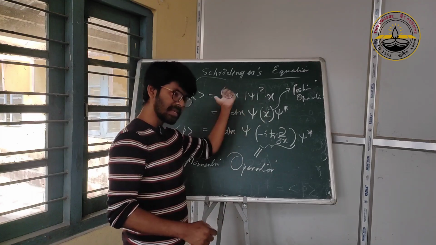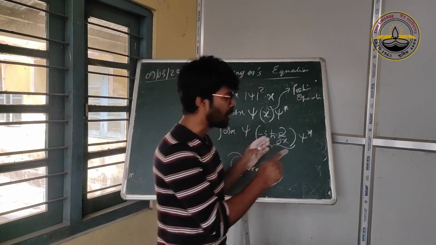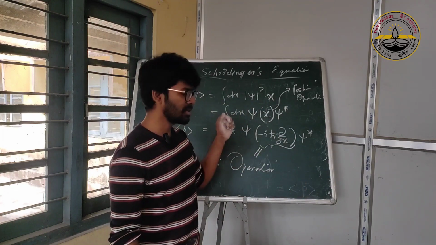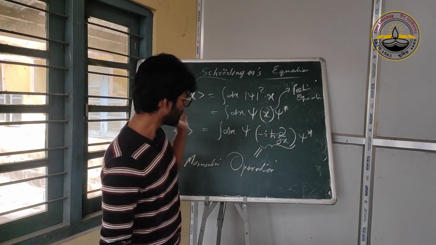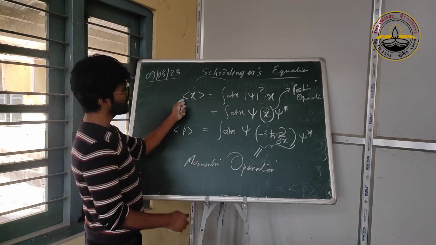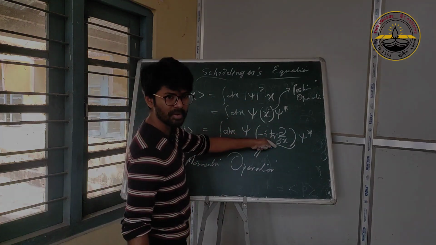This mathematically means there is a mathematical operator that you apply and you get a value, we'll come to that, an eigenvalue of the operator. So your position becomes a position operator. Your momentum becomes a momentum operator.